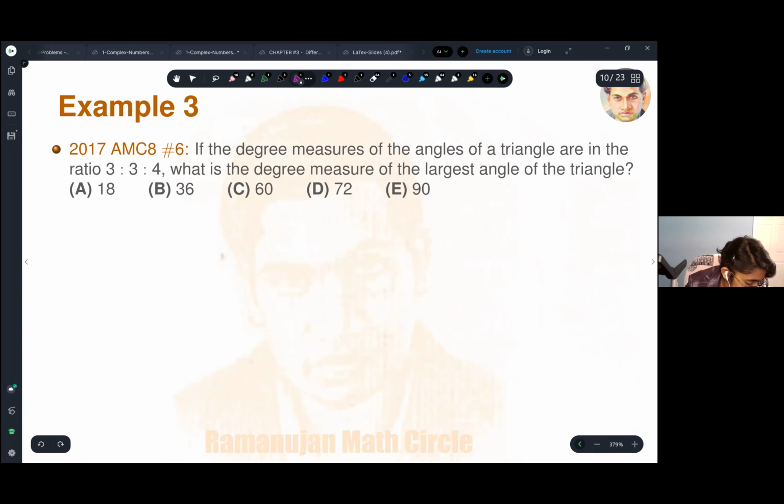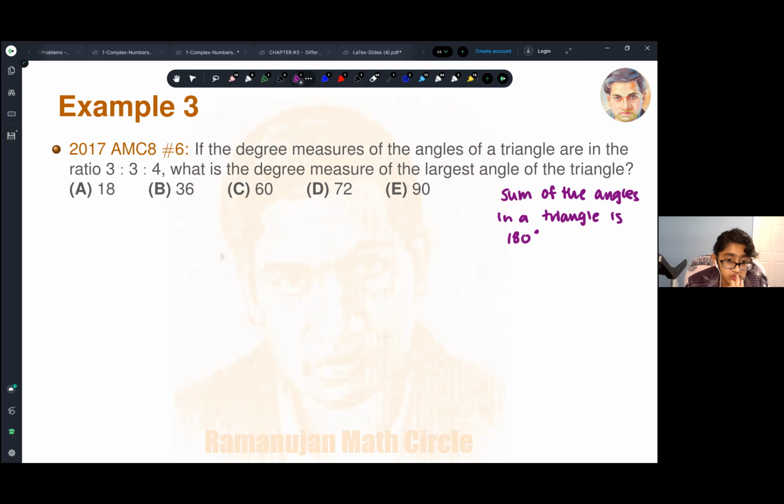Okay, here's an example. If the degree measures of the angles of a triangle are in the ratio 3 to 3 to 4, what is the degree measure of the largest angle of the triangle? I'm going to leave this off with a note saying that the sum of the angles in a triangle is 180 degrees. That will be the property that you use, and along with ratios and proportions, we can make this question work.